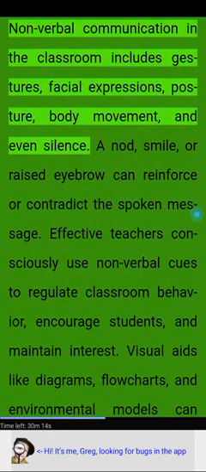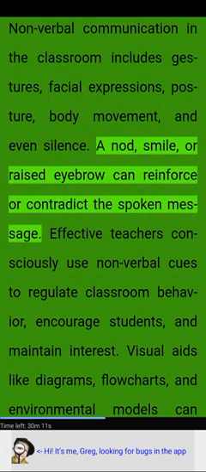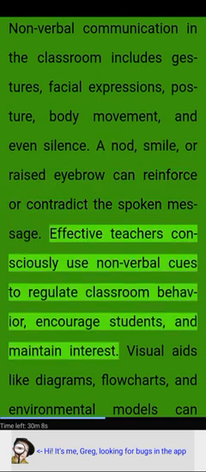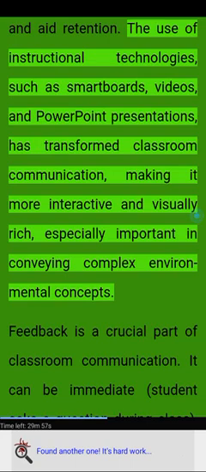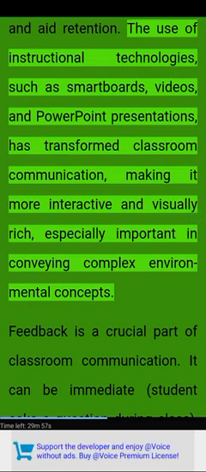Nonverbal communication in the classroom includes gestures, facial expressions, posture, body movement, and even silence. A nod, smile, or raised eyebrow can reinforce or contradict the spoken message. Effective teachers consciously use nonverbal cues to regulate classroom behavior, encourage students, and maintain interest. Visual aids like diagrams, flowcharts, and environmental models can support verbal explanations and aid retention. The use of instructional technologies, such as smartboards, videos, and PowerPoint presentations, has transformed classroom communication, making it more interactive and visually rich, especially important in conveying complex environmental concepts.